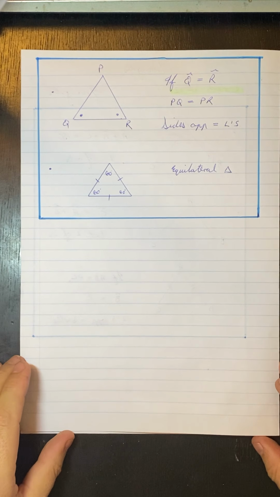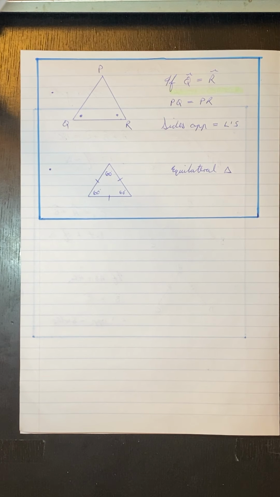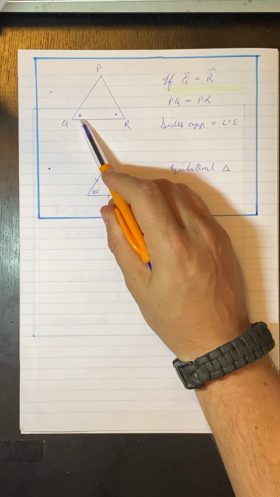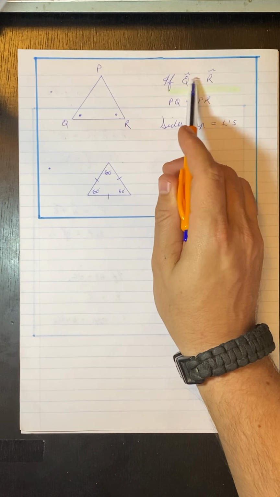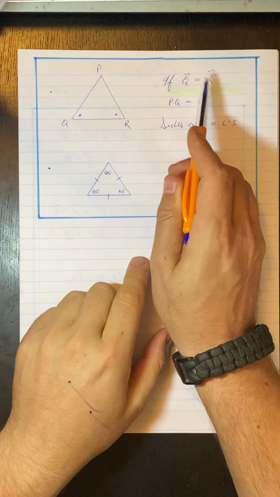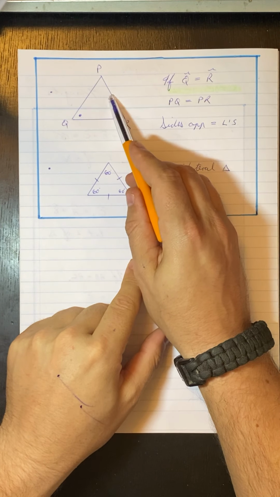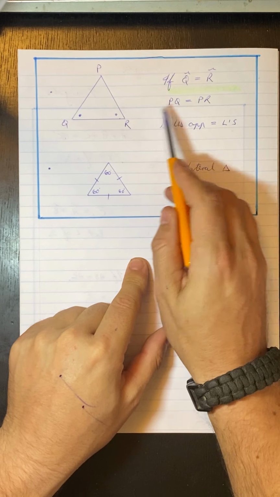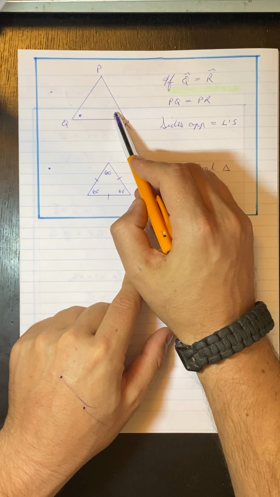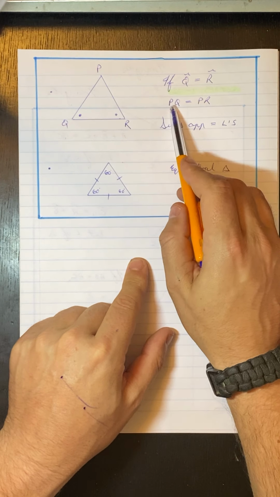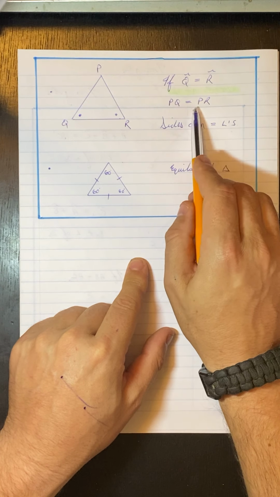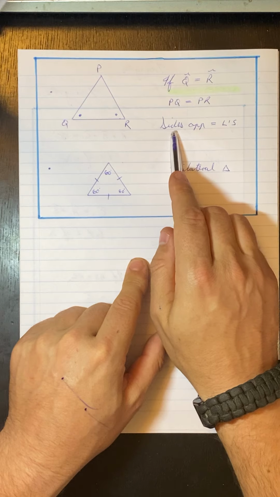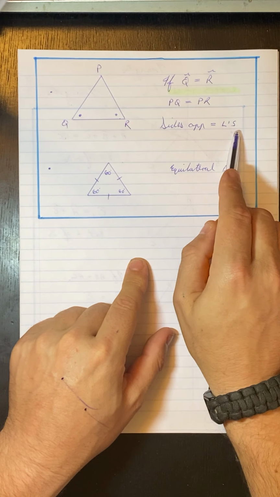And the next one is just the reverse of what we just learned. If this angle Q is equal to this angle R, so angle Q is equal to angle R, that means the side opposite this angle, which is PR, will be equal to the side opposite this angle, PQ. So if these angles are equal, then the opposite sides are equal, PQ equals PR. And our reason for that: sides opposite equal angles.